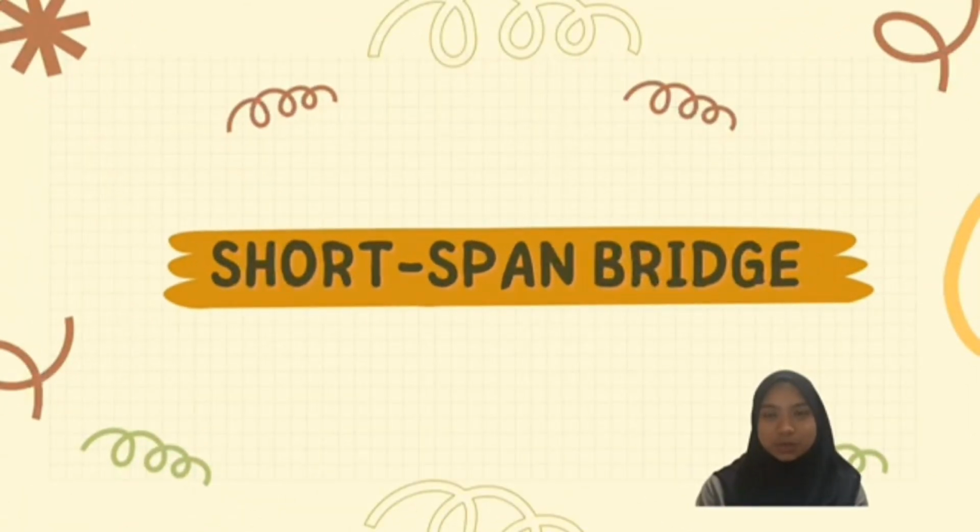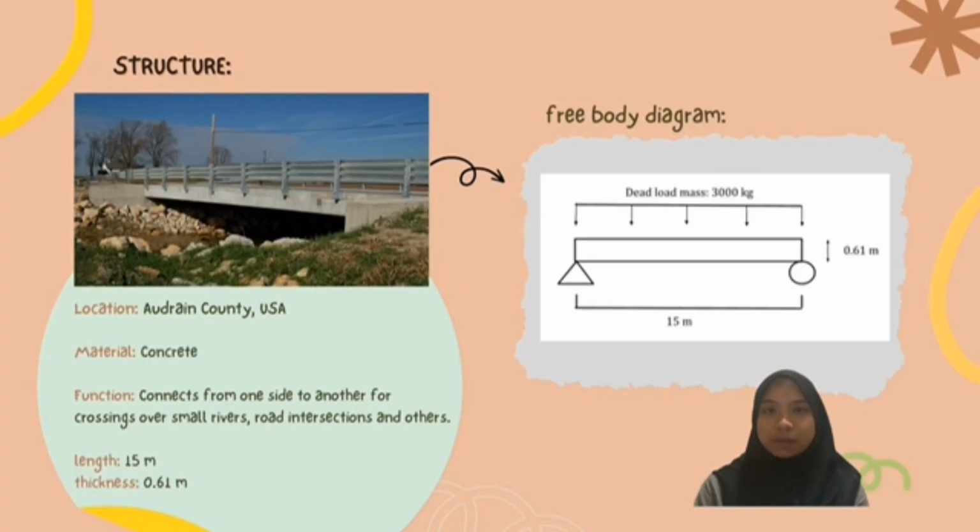My name is Nur Aina Zulaika binti Zamzuri, matric number AF220005. I will be presenting regarding the short span bridge for my group. So here we have the structure that I chose for this project. I chose this structure because it is a very pretty looking bridge, and the location of this short span bridge is at Audrain County, USA.